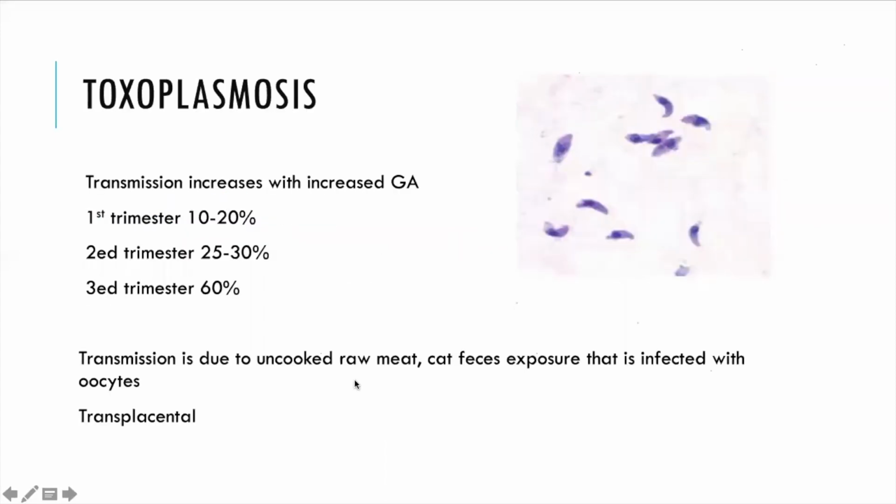Toxoplasmosis: transmission increases with increased gestational age. In the first trimester the transmission is 10 to 20%, in the second trimester it's 25 to 30%, and in the third trimester it's about 60%. Transmission usually is due to uncooked raw meat or exposure to cat feces infected with the oocysts of toxoplasma, and it can be transmitted transplacentally.